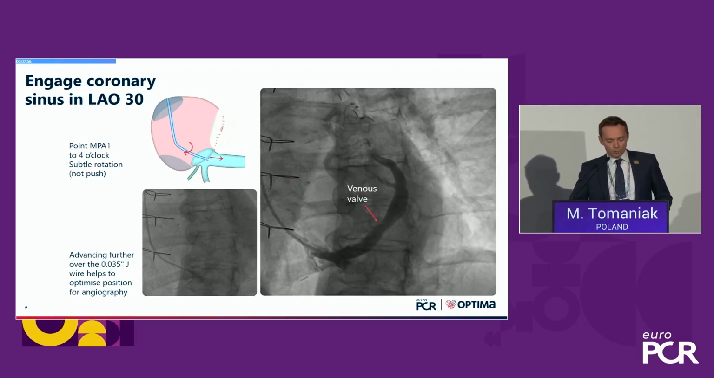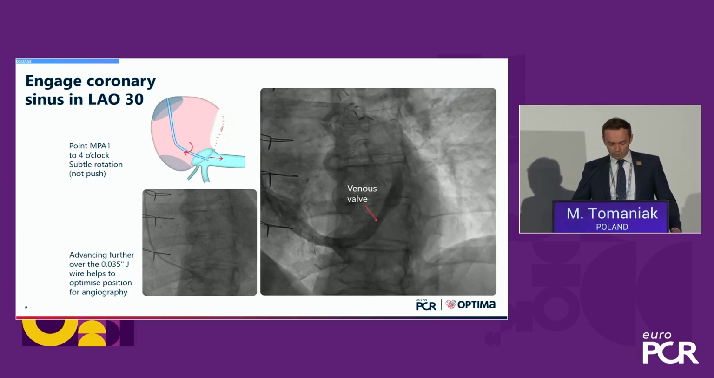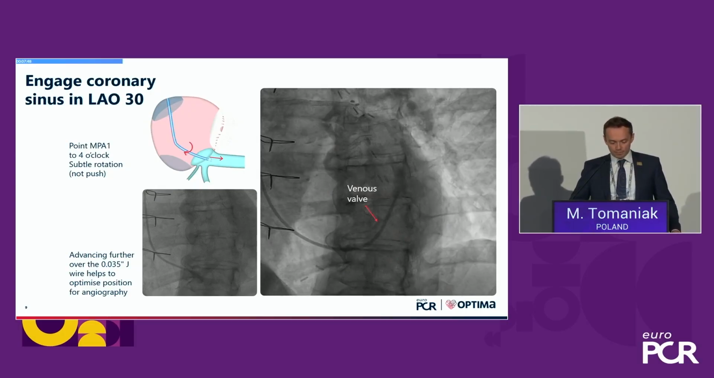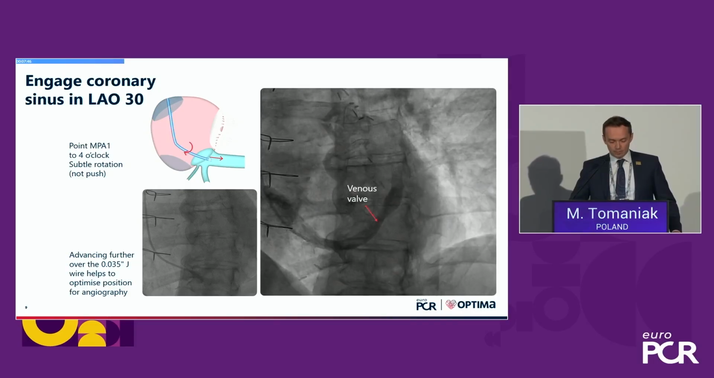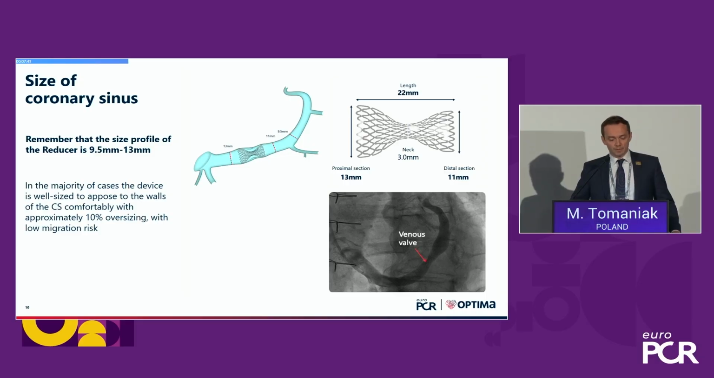No push here, just with subtle rotation. I direct this catheter to the 4 or 5 o'clock, and once I'm at the ostium, I advance it further with a J-wire to optimize the position of the MPA, do the angio, and while evaluating the angio of the coronary sinus, an important anatomical factor is the venous valve. I will come back to this in a moment.